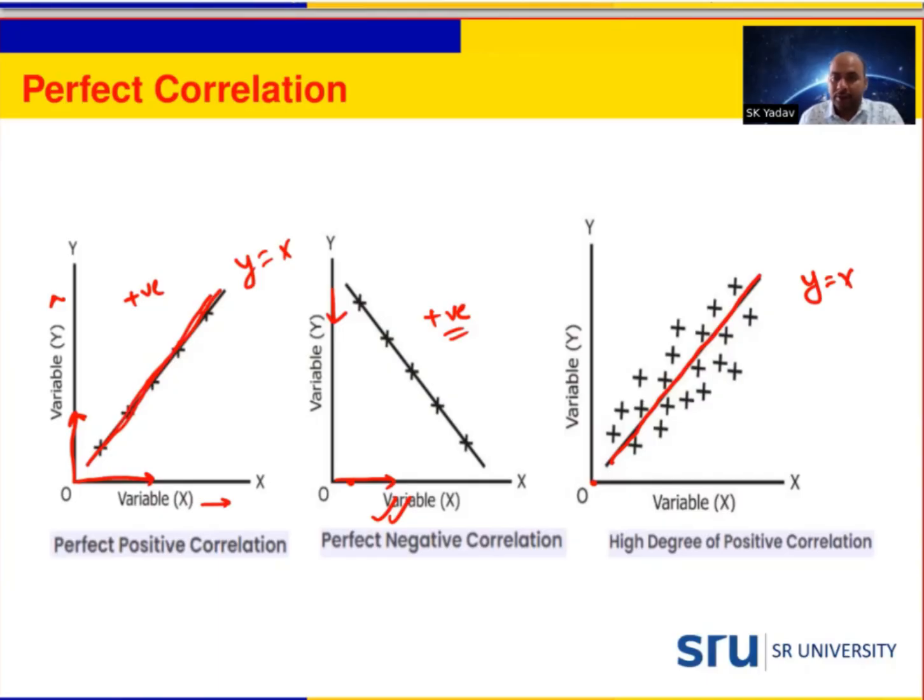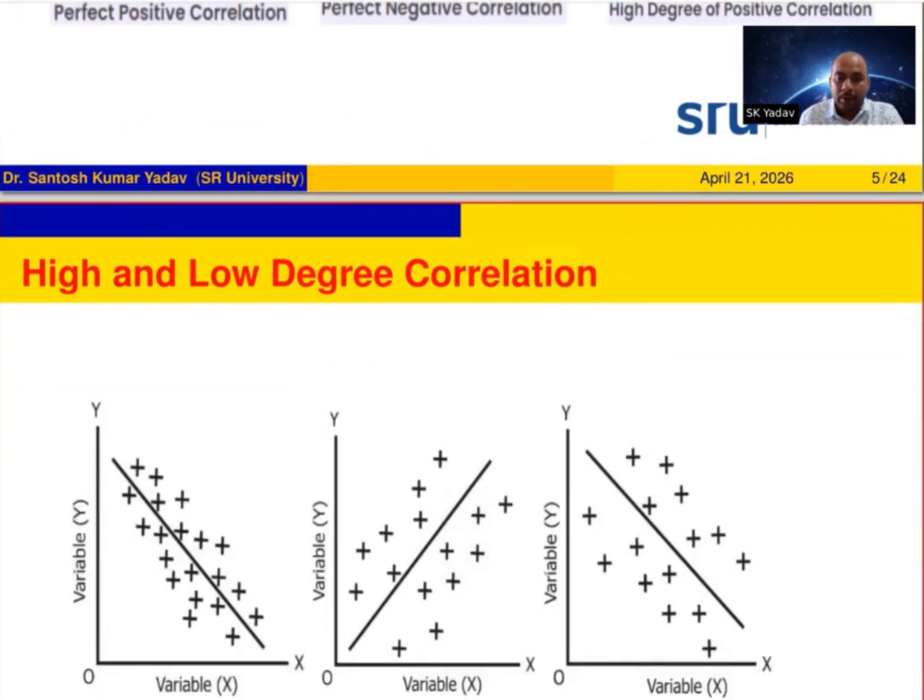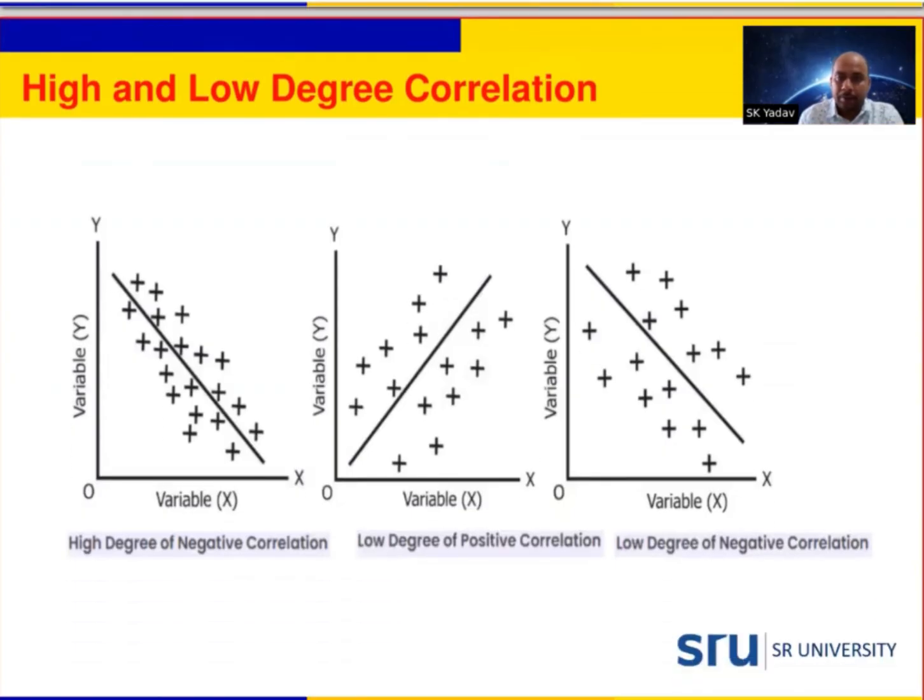So whenever points are aligned along a line y equal to x, we are expecting a high degree of correlation. I will later tell you what the values are for a high degree of correlation and for perfect correlation. Now see this next diagram.